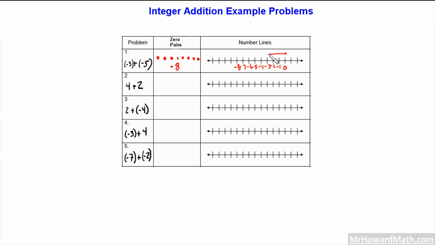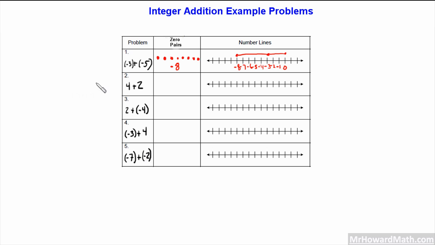And actually, let me do this the correct way. Let's go 3 first, right? 3 in the negative direction. 1, 2, 3. That gets us this first part, the -3. Then we can continue on for 5 more. 1, 2, 3, 4, 5. That takes us all the way out to -8 right here. Okay? And there's our answer, -8. Alright, on to the next one.